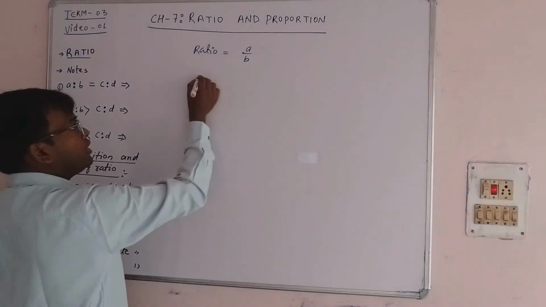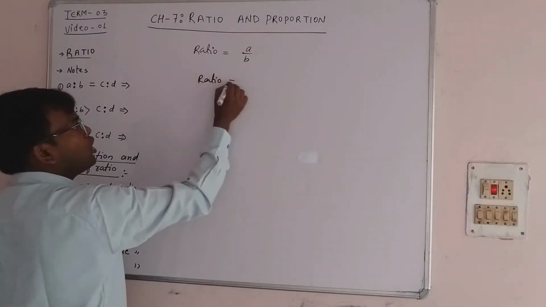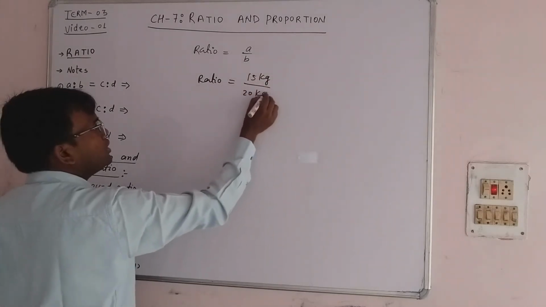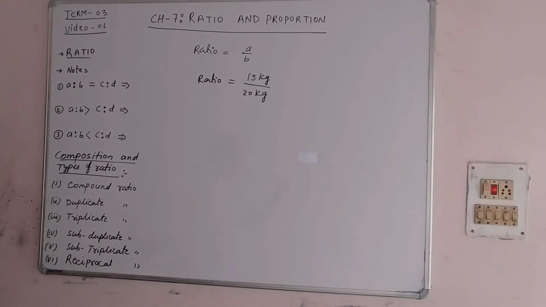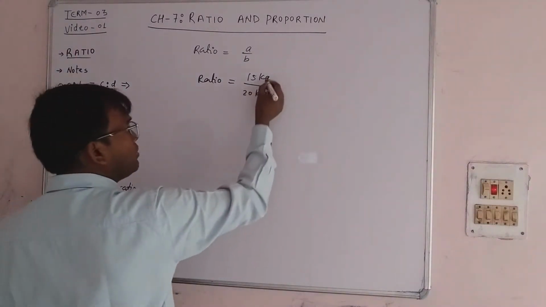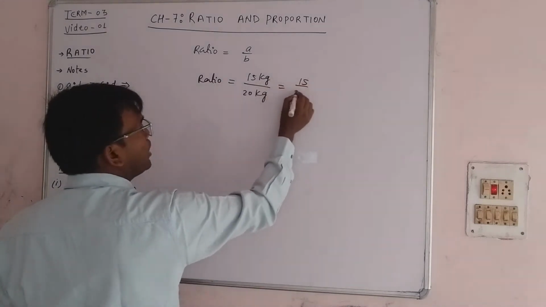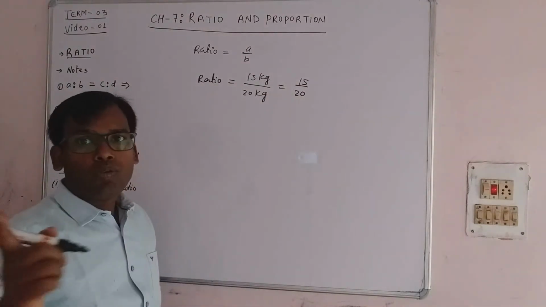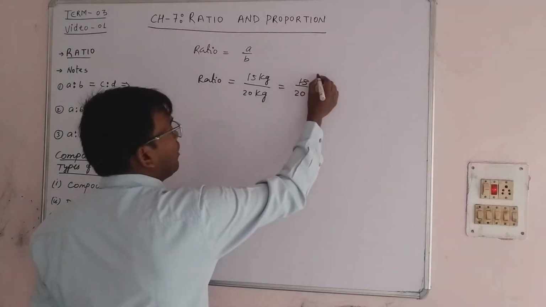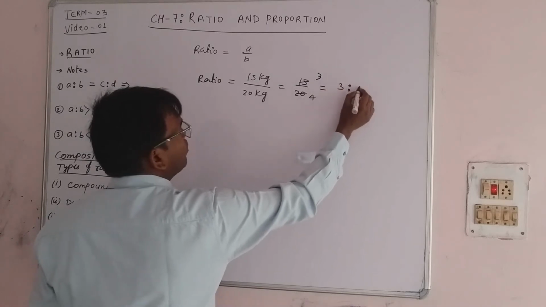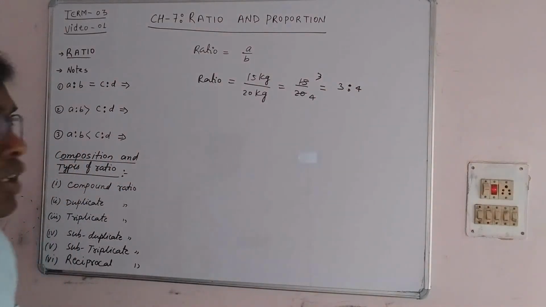Suppose you are asked to find the ratio of 15 kg of rice to 20 kg of banana. Since both the units are the same, you can write 15 by 20, and you can always write it in the lowest form. So 5 times 3, 5 times 4. So this is equal to 3:4. This is the ratio.